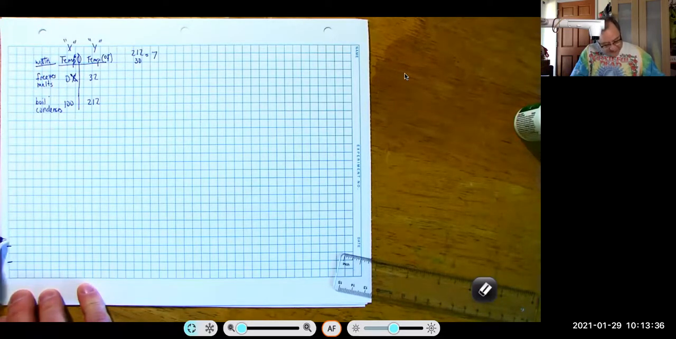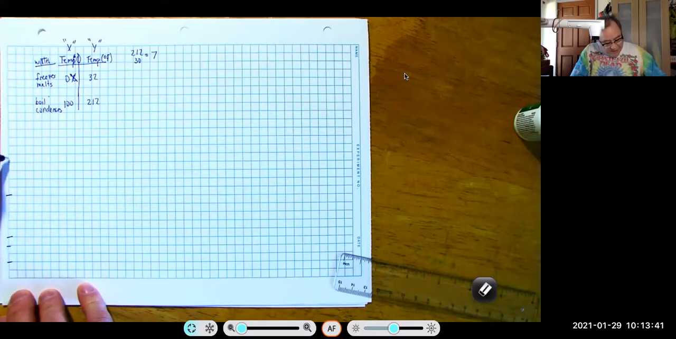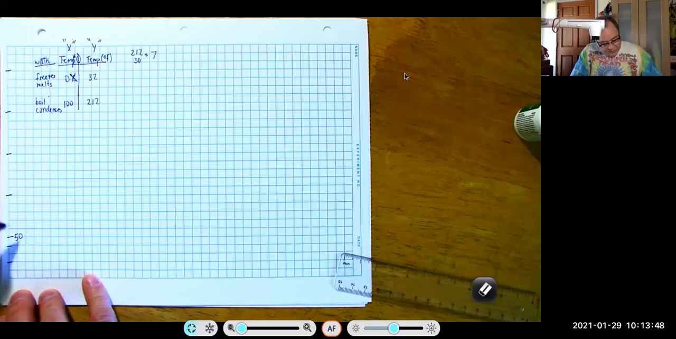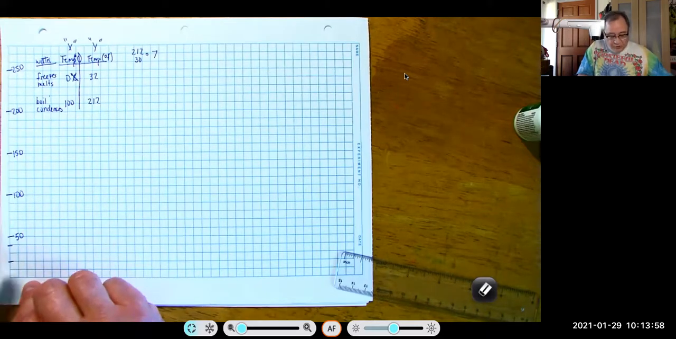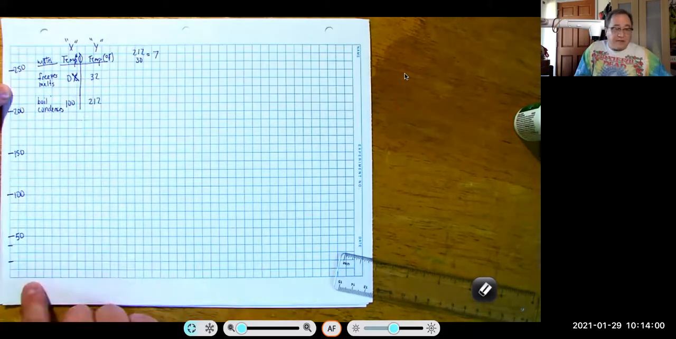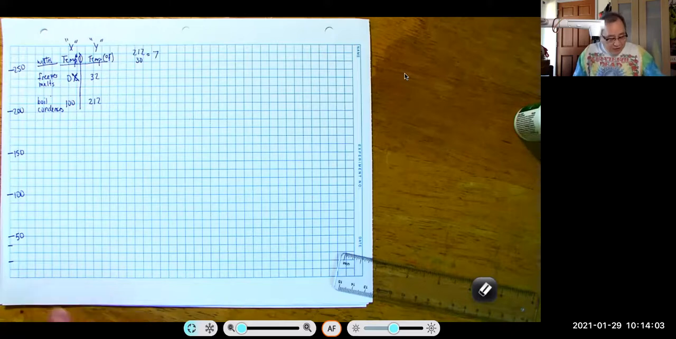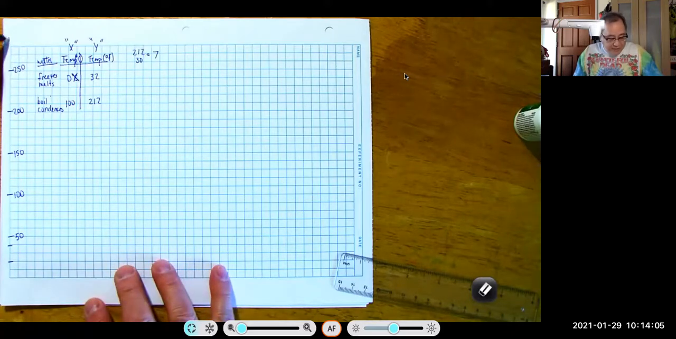Whoops, I can do this. 5, 5, 5, 5, 5, and this one is 50. This one is 100, 150, 200, and 250. And here you can see that to go from 0 to 212, we're going to use pretty much the bulk of the y-axis. Now, also for the y-axis here, I'm going to put temp, and I'm going to put degrees Celsius, or degrees Fahrenheit.